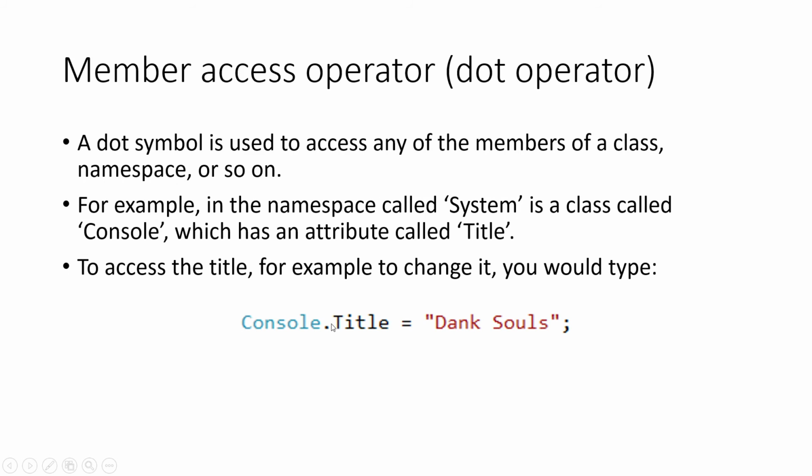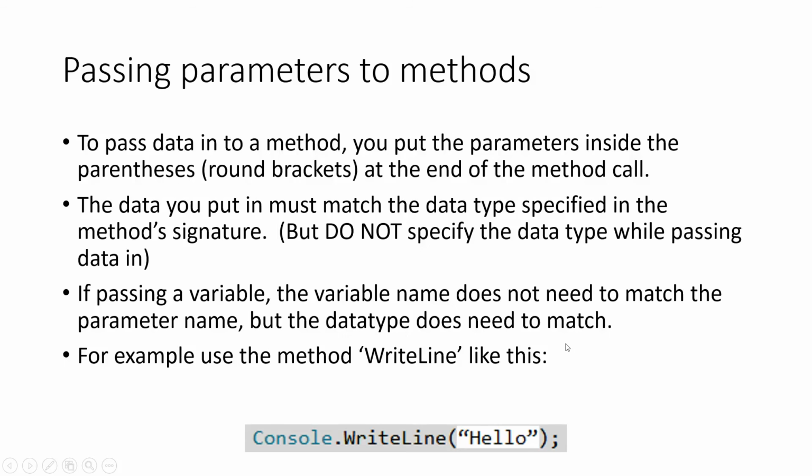The dot operator I mentioned earlier is called a member access operator. It's a symbol used to access members of a class. For instance, you could do system.console, console is within the system. You do console.title, title is held inside the console. And to change it, you can assign a new value.